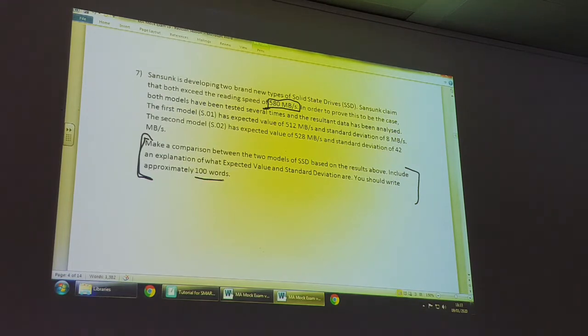Don't worry about those, of course. What I want is a definition of expected value, a definition of standard deviation, then a quick comparison. 3 sentences, maybe 4 maximum, that's it. Okay, now, definition of expected value. Go on.